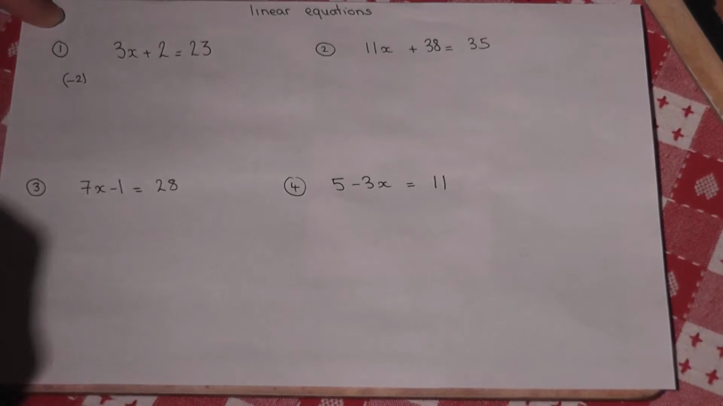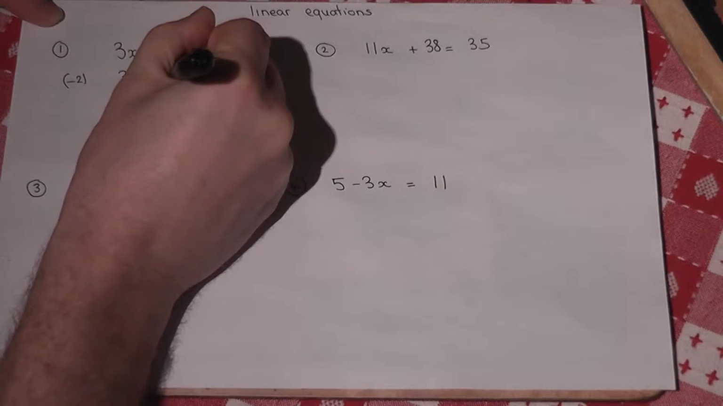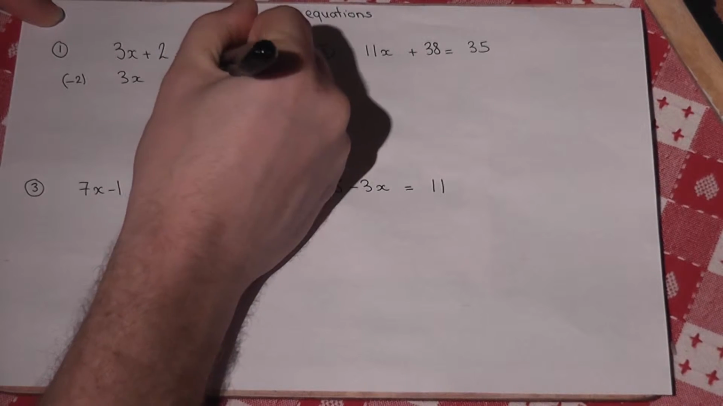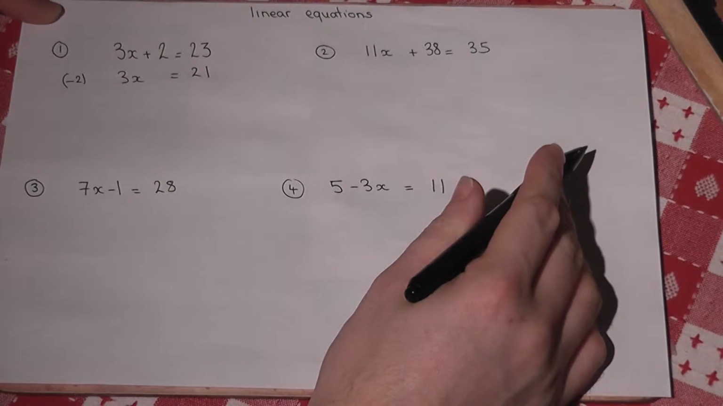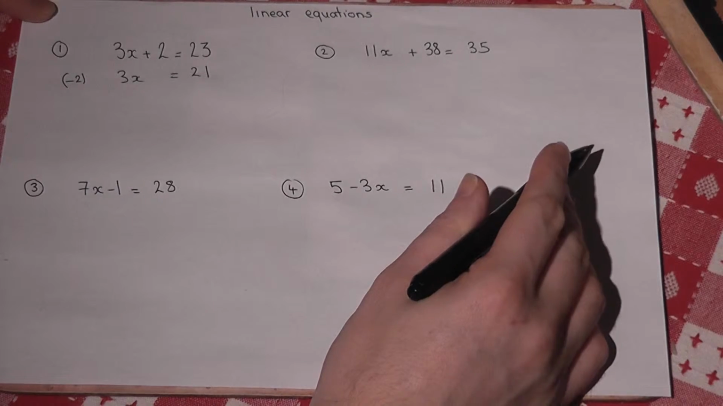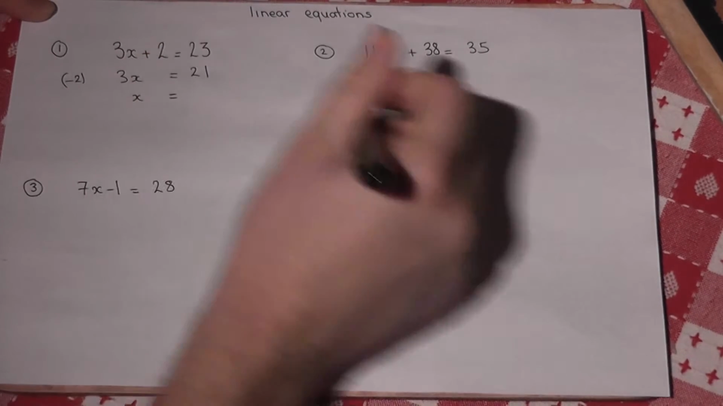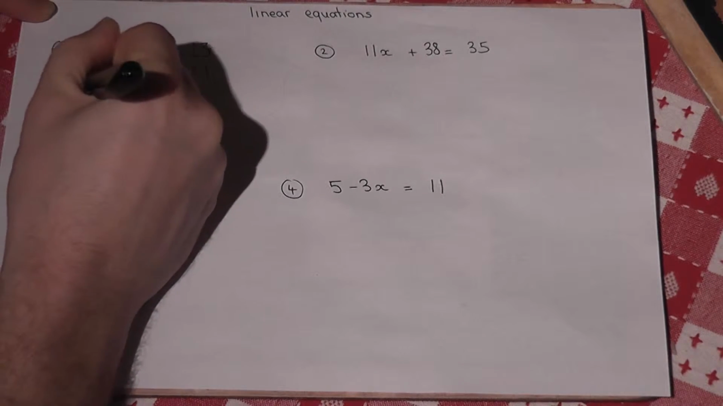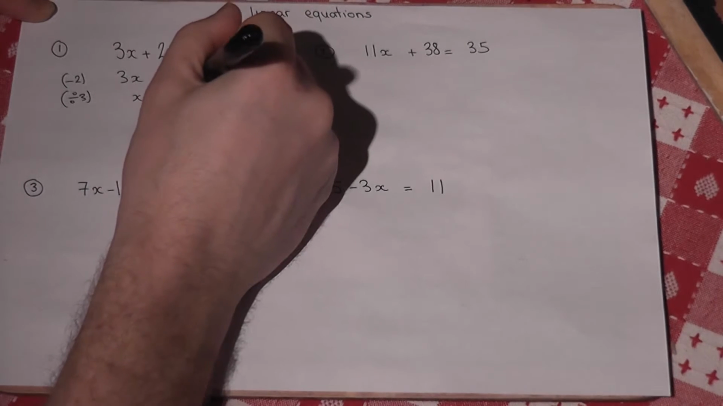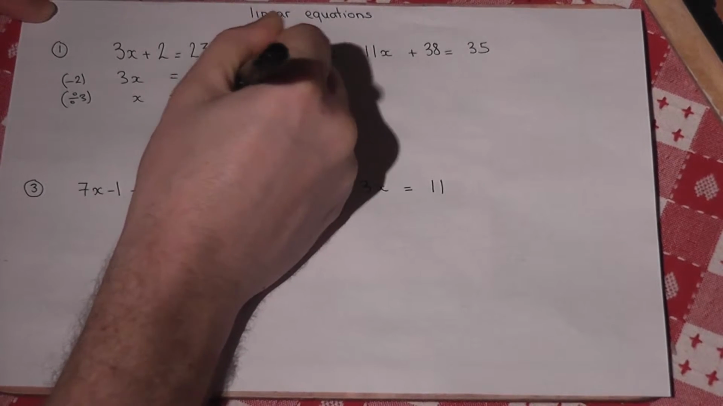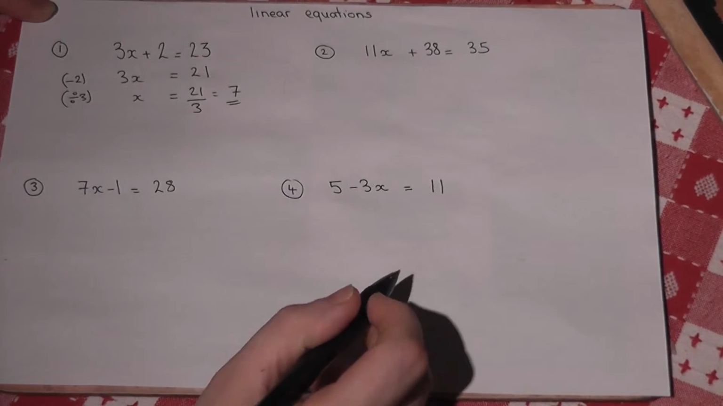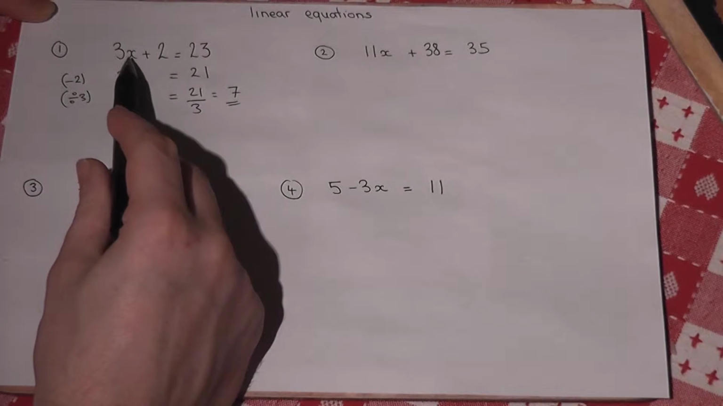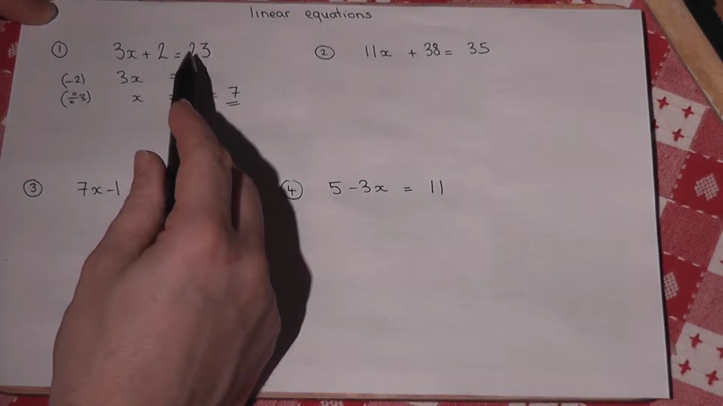So we're left with a 3x, and we've taken 2 from both sides, so we're left with a 21. So 3 times x equals 21. Then to get x equals, we must divide by 3. So x will equal 21 divided by 3, which equals 7. So 7 is the solution to the equation. 3 times 7 is 21, plus 2 equals 23.